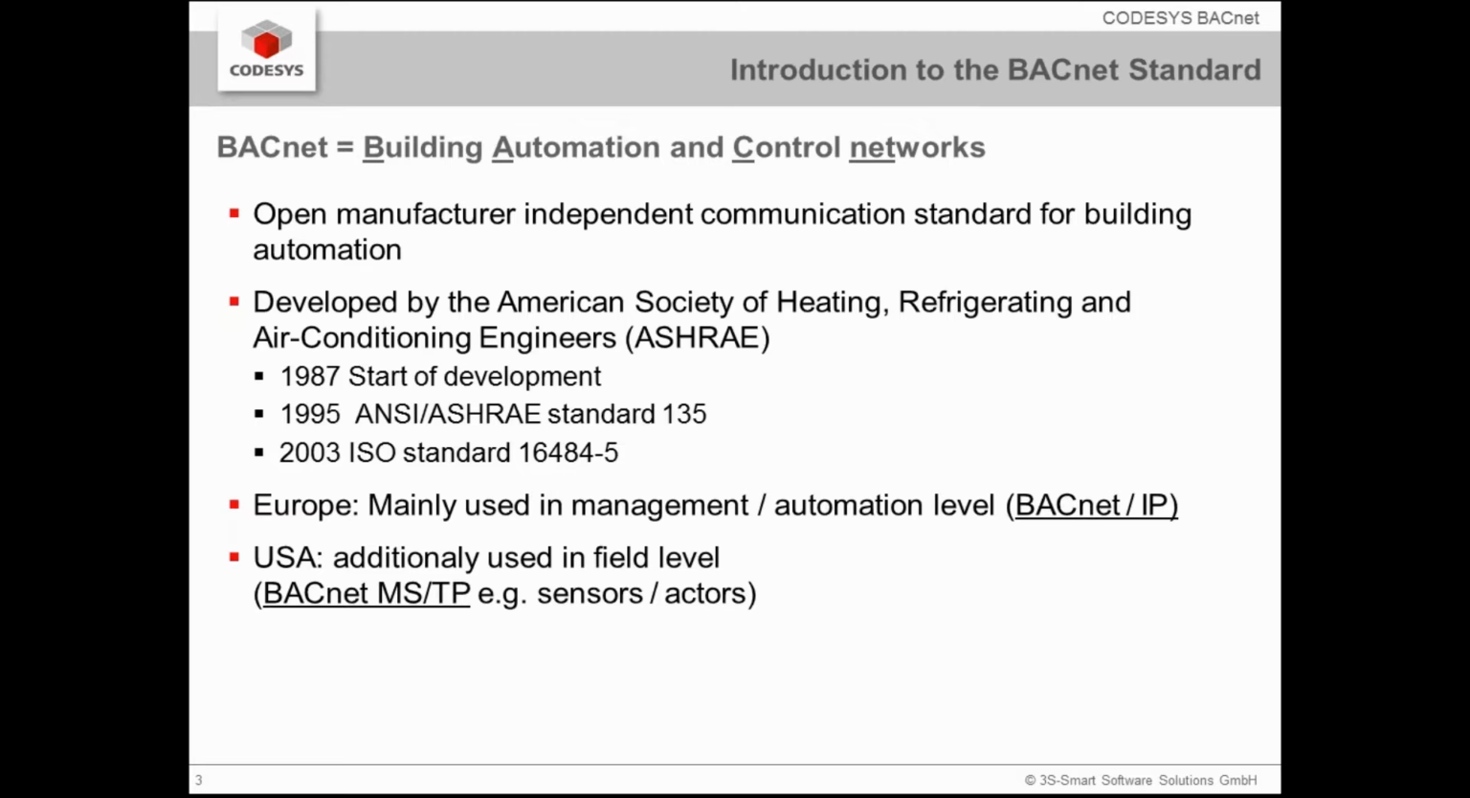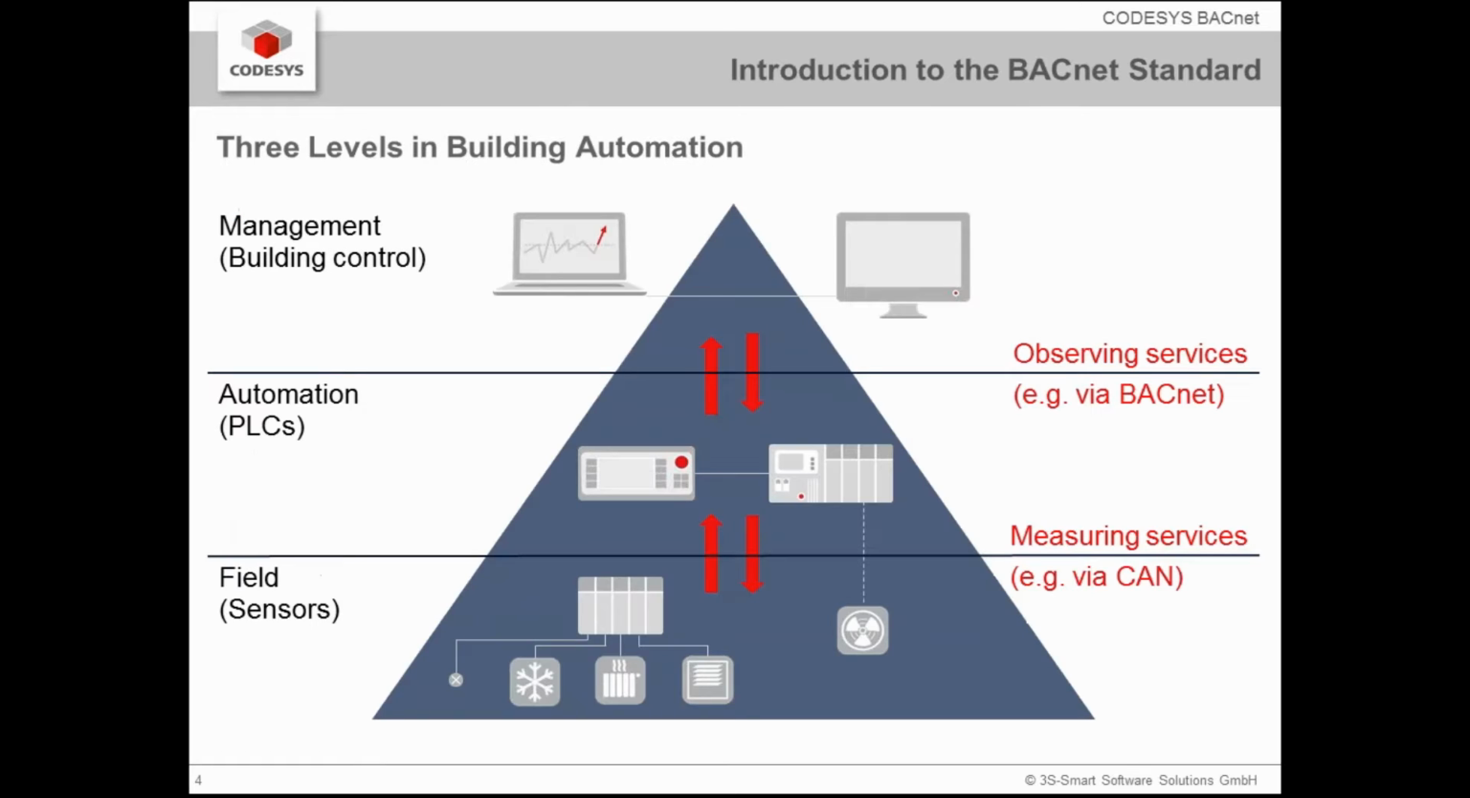In Europe, BACnet is mainly used in the management or automation level of building automation as BACnet IP. In the US, it's additionally used also in the field level, so on the base of sensors and actors, as BACnet MSTP. So what are the levels in building automation in general?